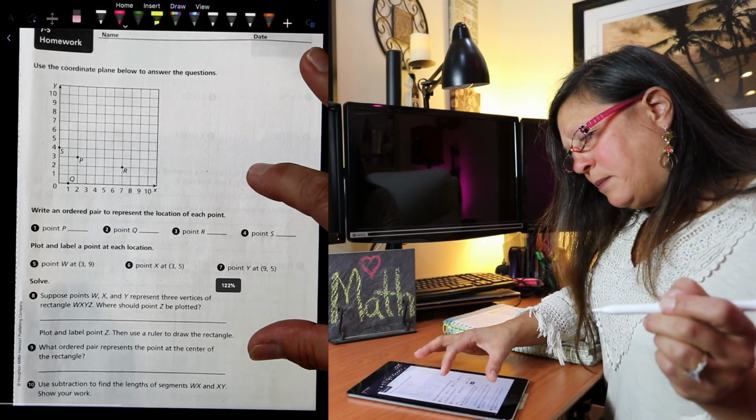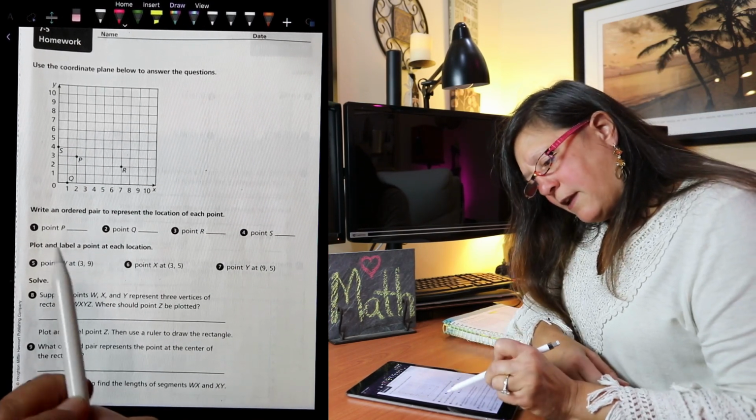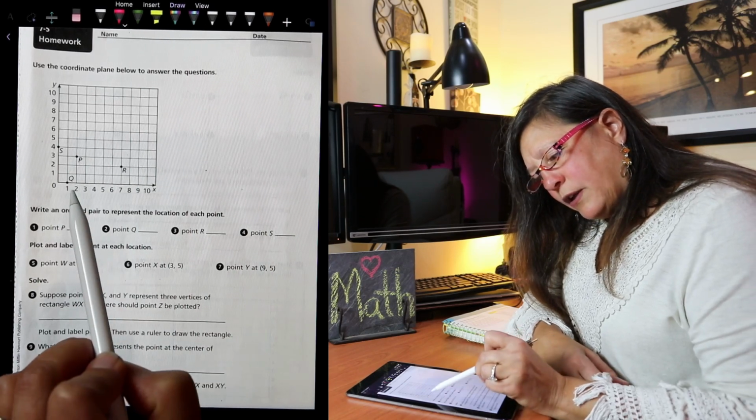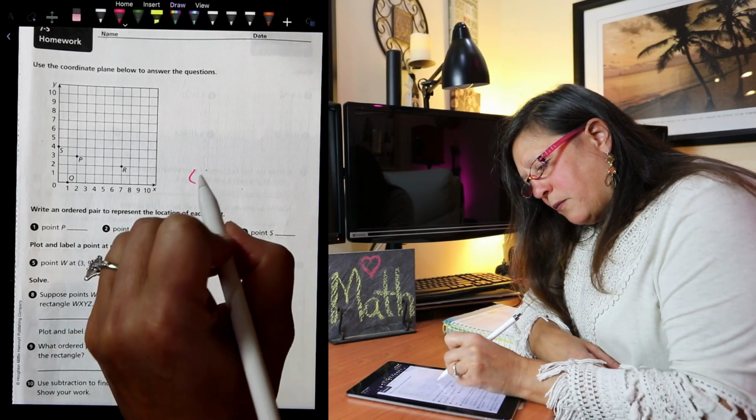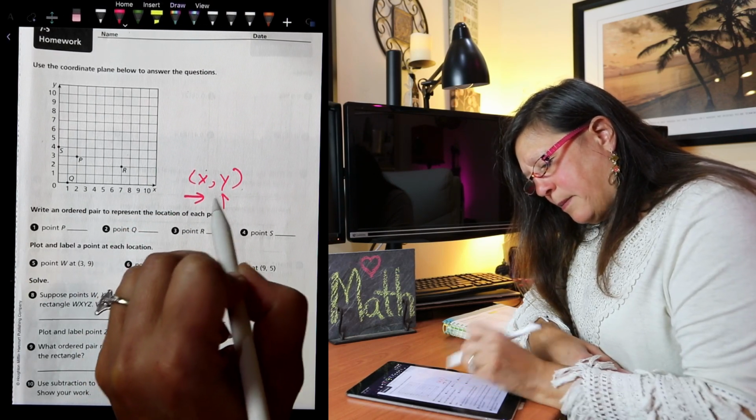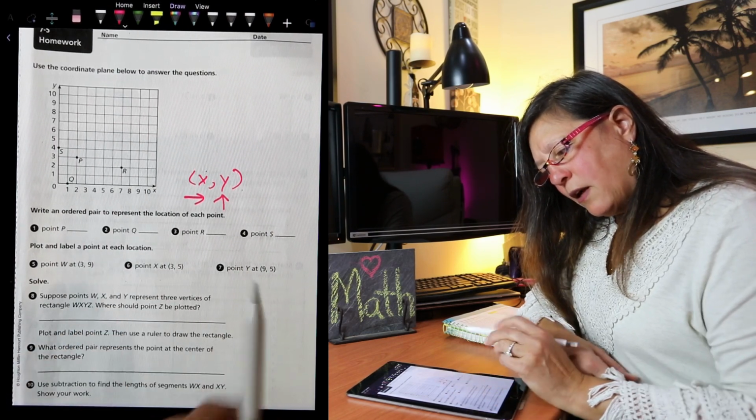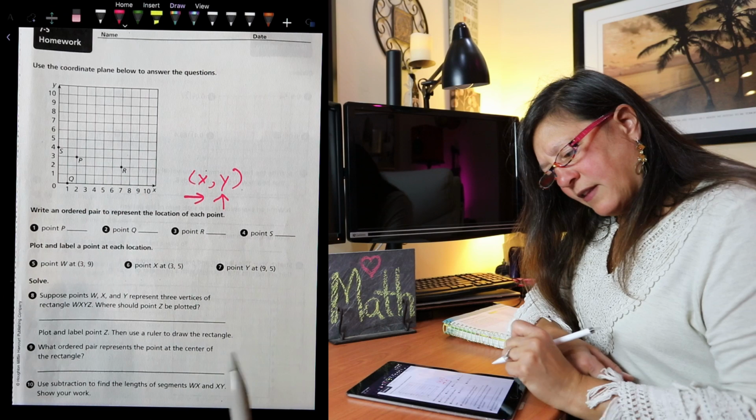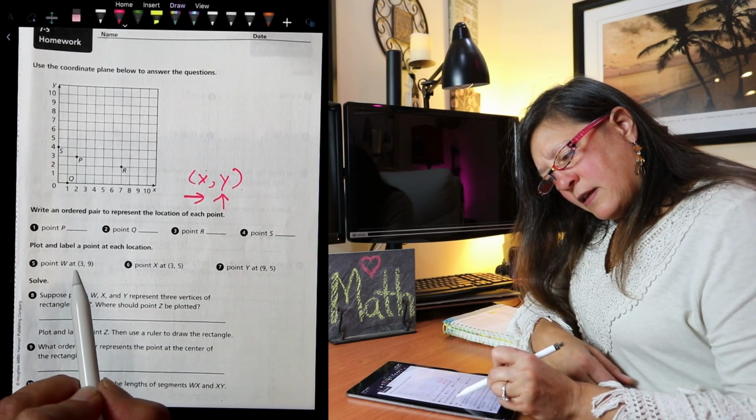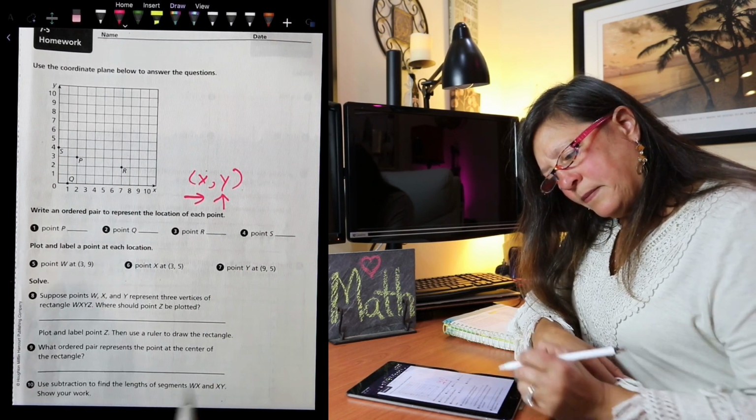Use the coordinate plane below to answer the questions. So just like we did in our activity today, number 1, 2, 3, and 4, you are going to always remember x first, then y, over, then up. Okay? Find the point and tell what the coordinating points are. 5, 6, and 7. All right? Plot the points and label them.